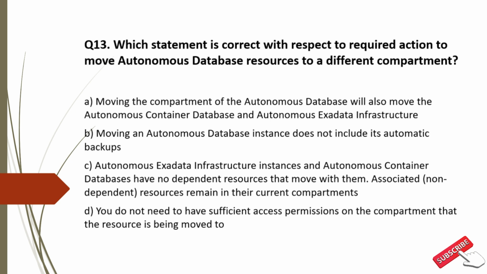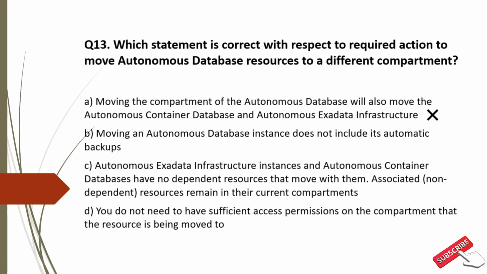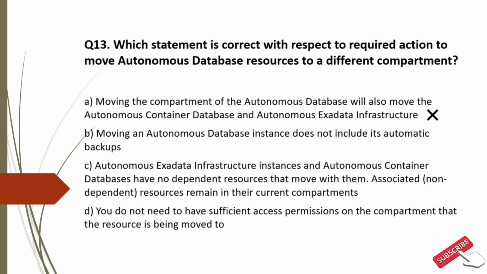Now analyze the options. Option A, moving the compartment of the autonomous database will also move the autonomous container database and autonomous Exadata infrastructure. Autonomous Exadata infrastructure instances and autonomous container databases have no dependent resources that move with them. So option A is incorrect. Option B, moving an autonomous database instance does not include its automatic backup. Autonomous database dependent resources are limited to its automatic backup. So option B is also incorrect.